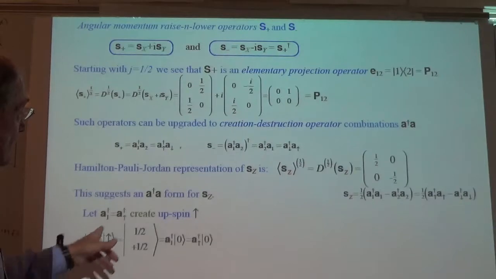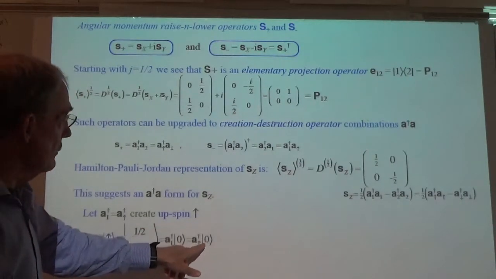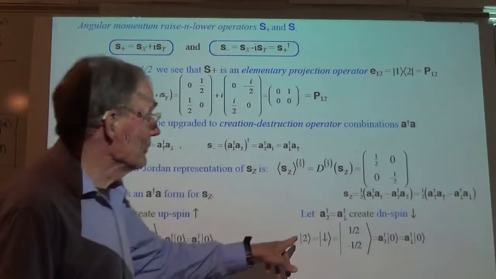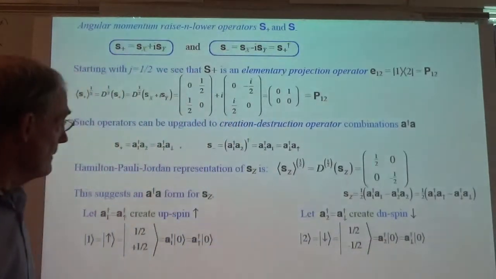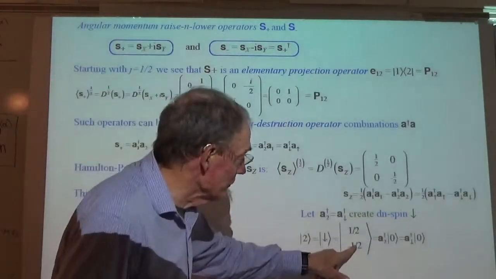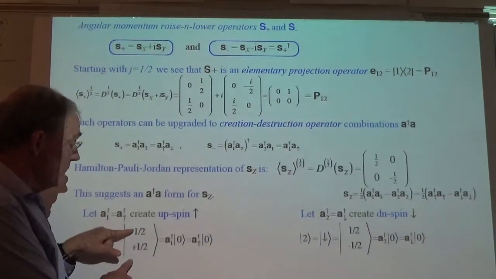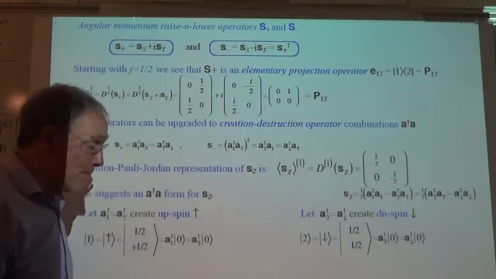Okay, this guy creates an upspin from the vacuum. Okay, this guy creates a downspin from the vacuum. Okay, so there's upspin, there's downspin. That's the notation we're going to be using from now on, where we put the principal quantum number here and then the subgroup quantum number here.